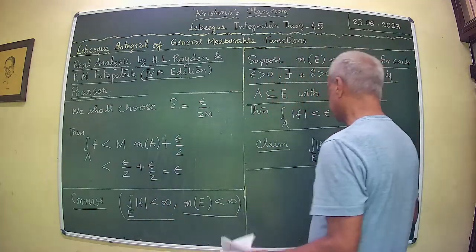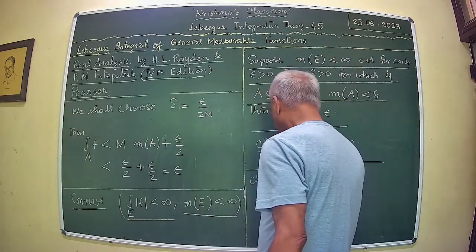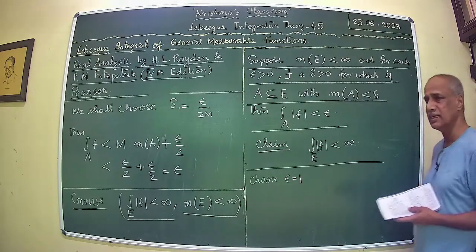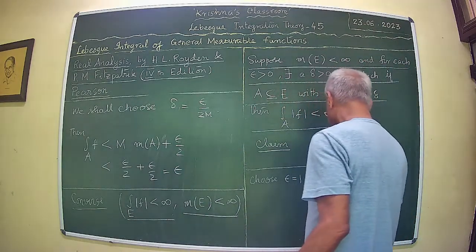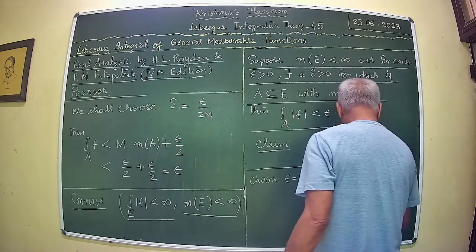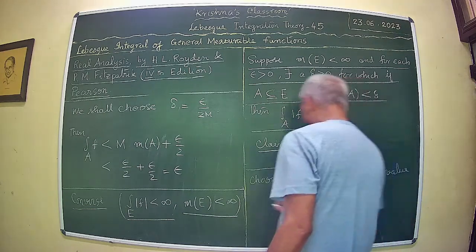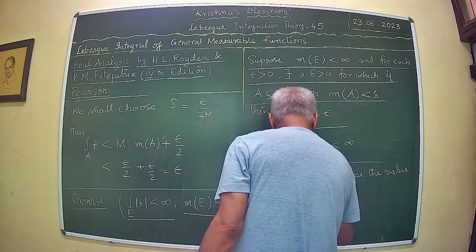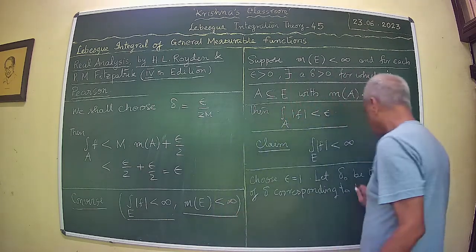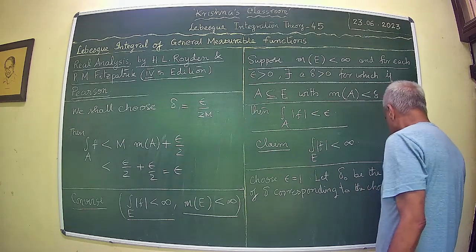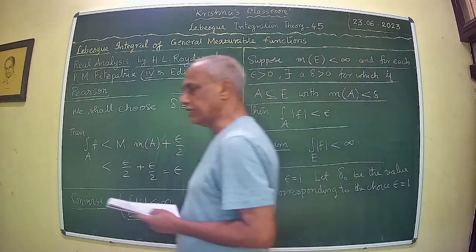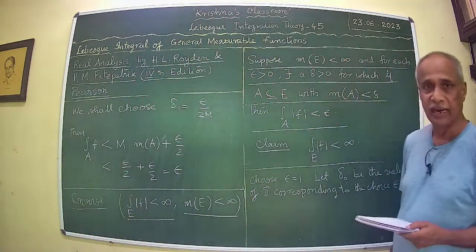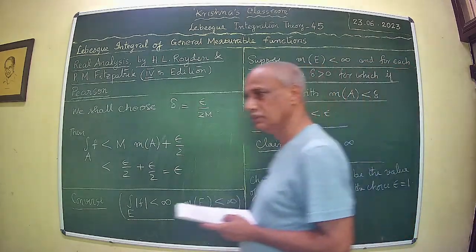So what we do is choose epsilon to be equal to 1. Then corresponding to that there is a delta. Okay. So let delta naught be the value of delta corresponding to the choice of epsilon equal to 1. So we have chosen epsilon equal to 1, and there is a corresponding delta naught, which is the delta that you have.